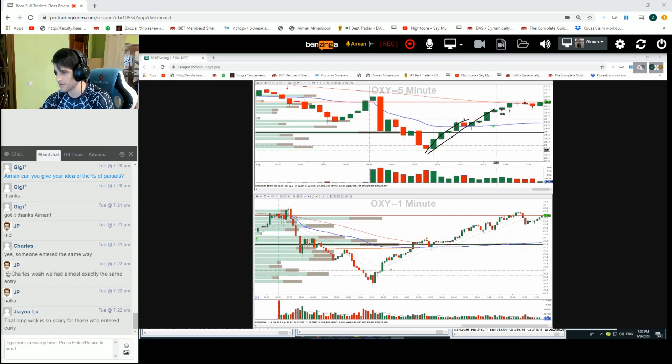So on the way up, I never add. If it's going up, pulling back, holding a level and coming back up, that would be a good add, and then I'd move my average. Why wouldn't I add on the way up?